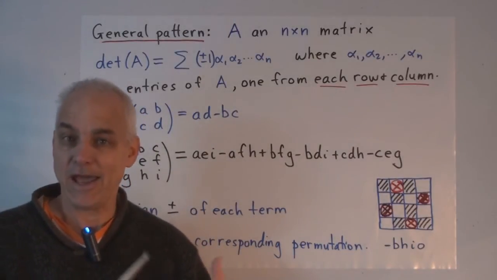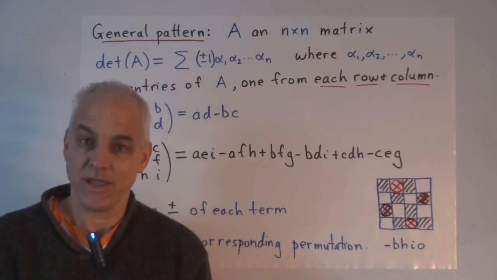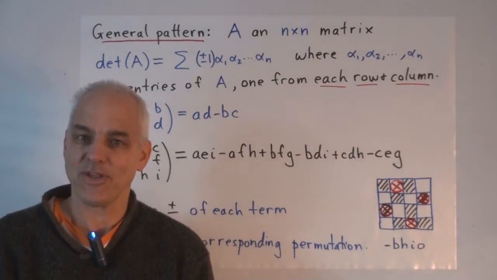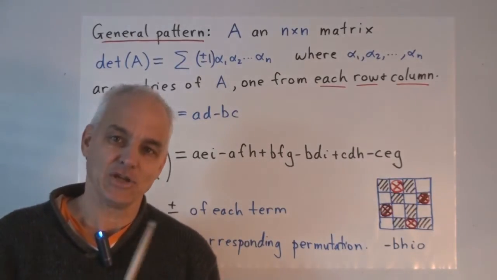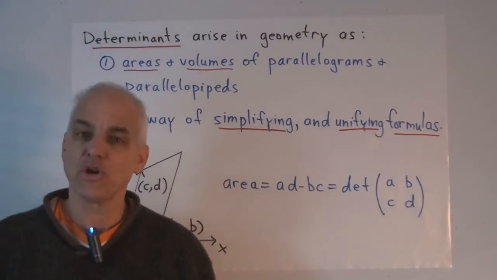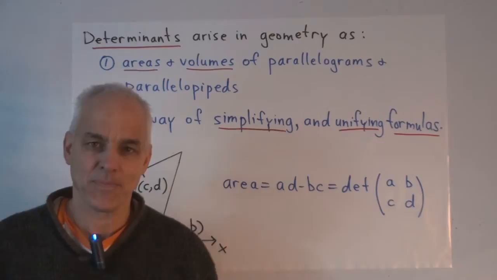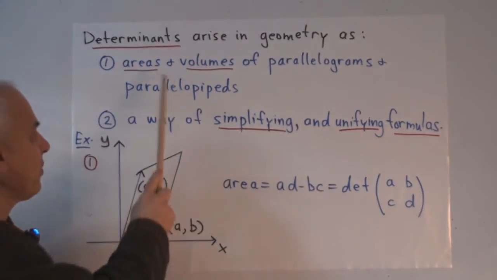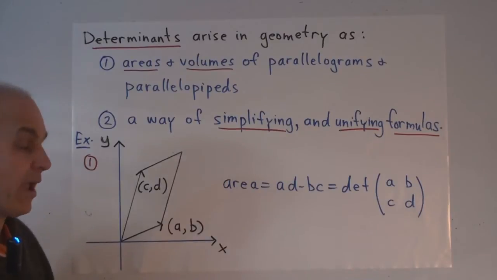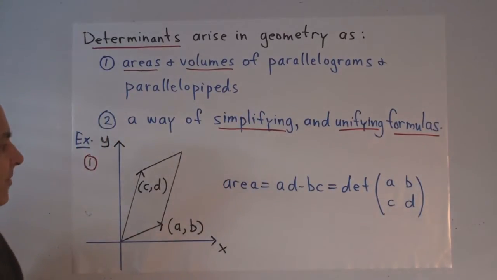And clearly, as the matrix gets bigger, the determinant becomes a pretty complicated expression. But we'll see that there are very beautiful properties that it has that makes understanding determinants simpler than it might first appear. Determinants appear in geometry in two quite different ways. The first way relates to areas and volumes of parallelograms and their three-dimensional generalizations called parallelepipeds.